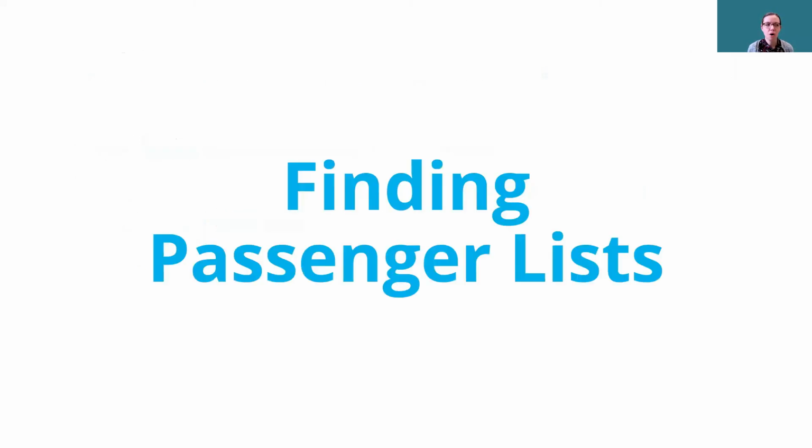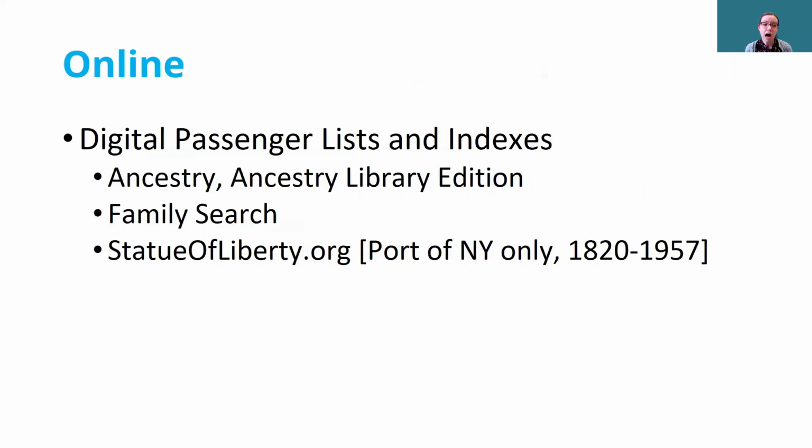So now that we know our eras of documentation for passenger lists, how do we find these records? A good place is online. There are digitized copies of these passenger lists that we've been seeing and digitized indexes available for you on Ancestry or through the library's Ancestry Library Edition. There are also many passenger lists available on FamilySearch. And for passenger manifests specific to the Port of New York, starting in 1820, you can go to statueofliberty.org.